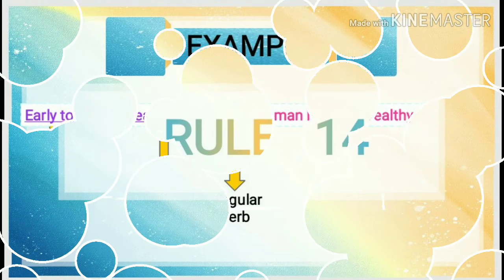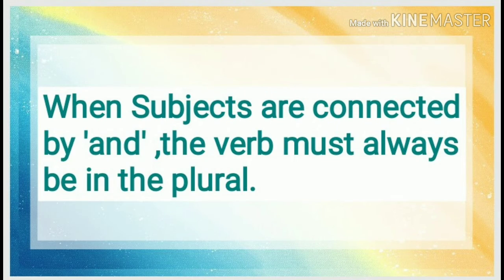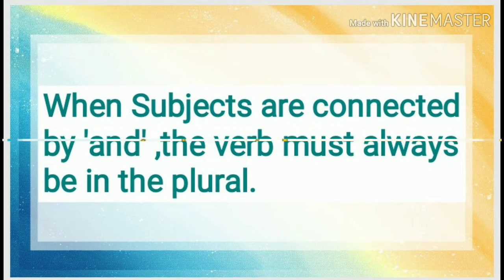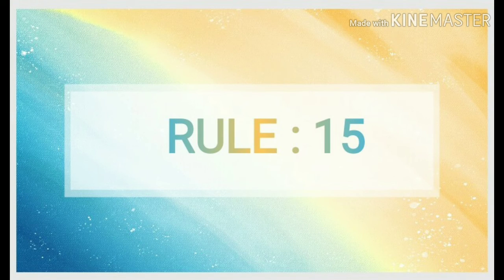singular verb with them. Rule number 14 that I have for you is, when subjects are connected by and, the verb must always be in the plural. Here is the example of it. He, she and I are friends. Here the subjects are connected by and, so we use the plural verb are.